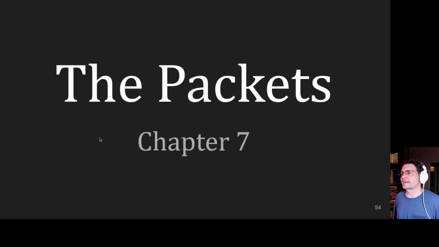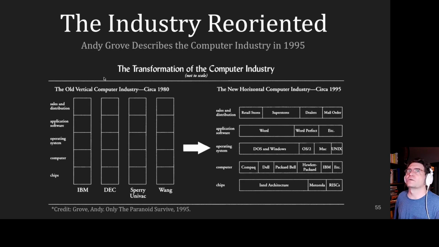We'll see. The packets. So, we're going to quote, this is from Andy Grove, Only the Paranoid Survive. He posited that the transformation of the computer industry went from these vertical stacks to horizontal stacks over time, where we have IBM, DEC and all these different things, Data General. And then over here in the 90s, we have the distribution channels, as we talked about beforehand. And this is also with the software and hardware split that we talked about in the 60s, and all these things right here. But this is not what happened.